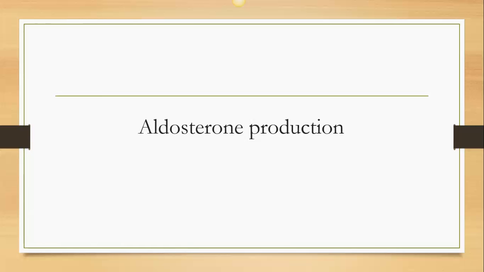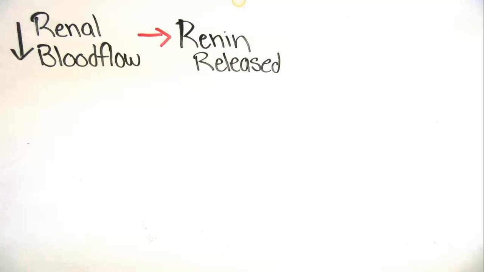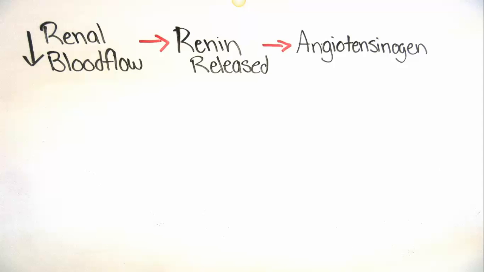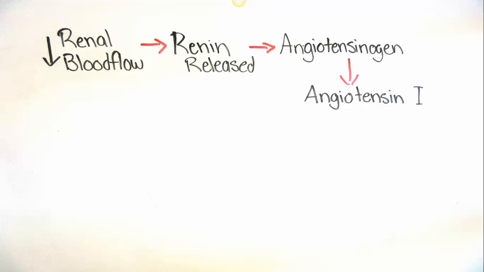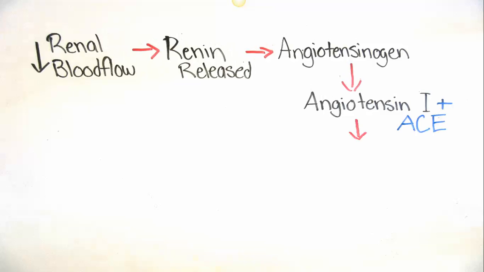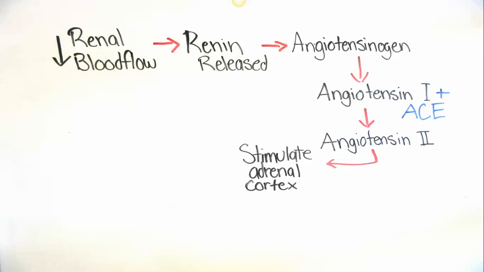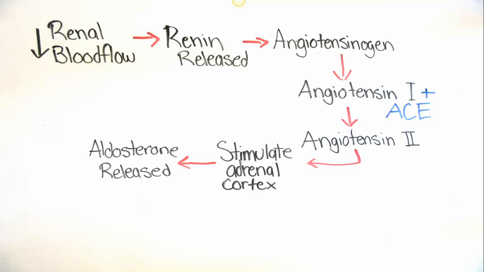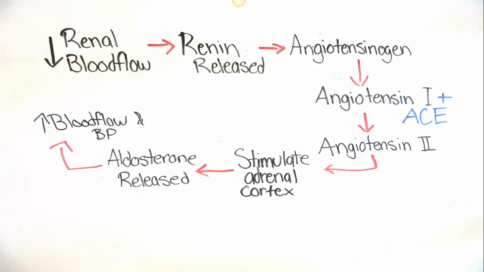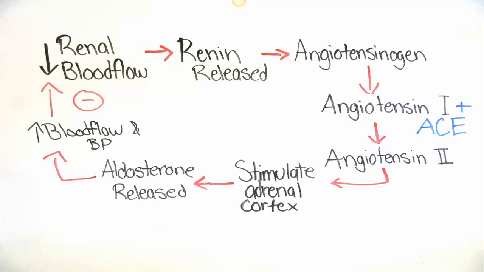Aldosterone production. A decrease in renal blood flow allows for renin to be released. This converts angiotensinogen to angiotensin 1. Angiotensin 1, with the help of ACE, converts to angiotensin 2. This stimulates the adrenal cortex, where aldosterone is released. This increases blood flow and blood pressure, causing negative feedback.